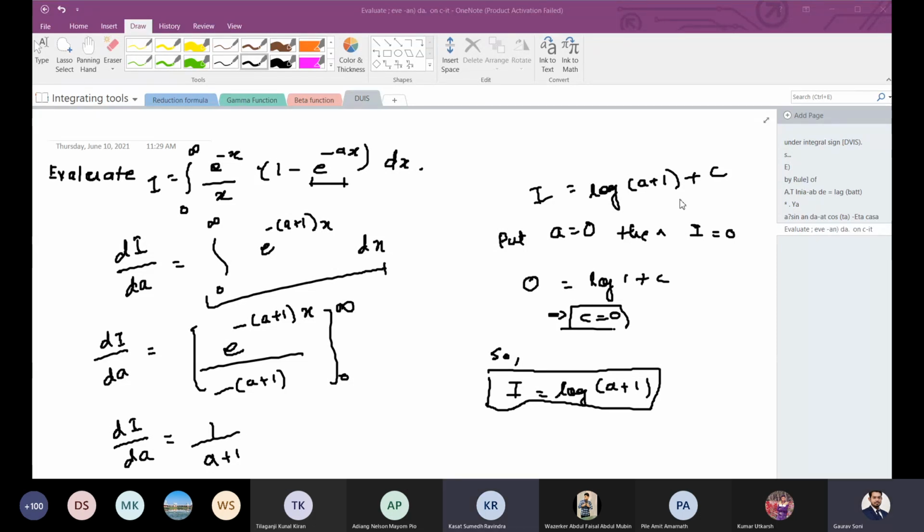Sir, the minus sign will remain, I think. Where will the minus sign remain? di by dA is equal to. No, that is correct. The minus sign will cancel when you say upper limit minus lower limit. Yes, yes sir.